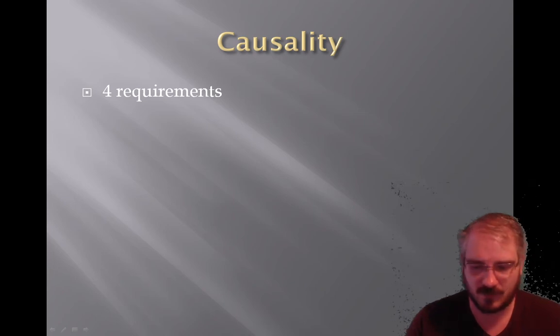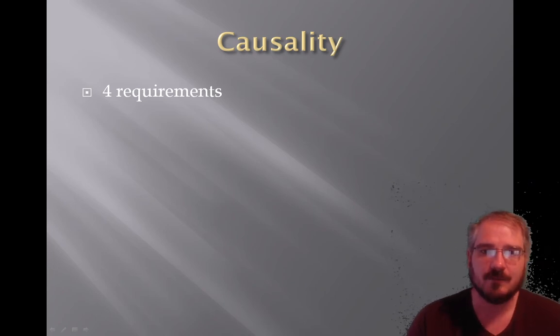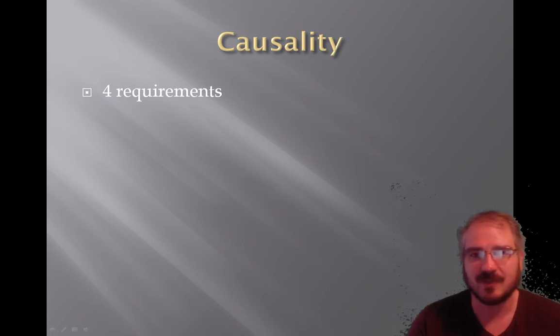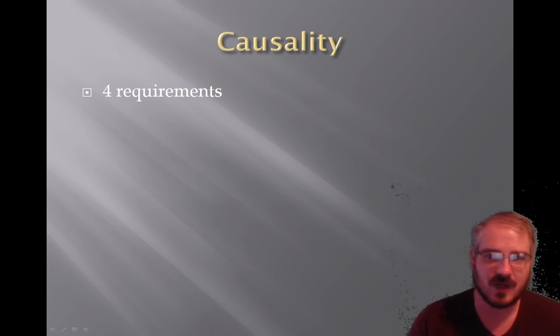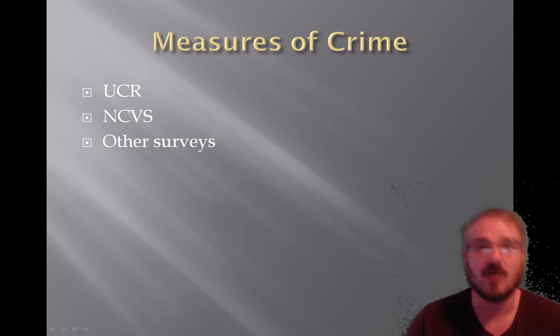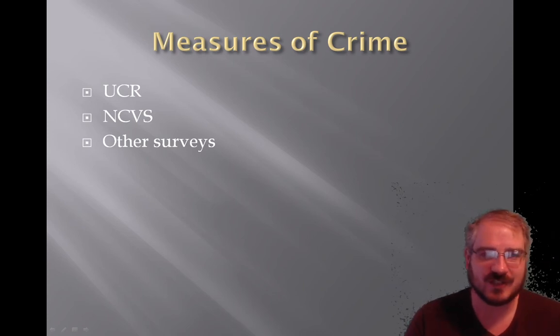So those are the four requirements for causality that we're going to need to establish with the theories we're talking about in this class. So I'm going to end this first subsection here. We're going to come back and talk about measures of crime.